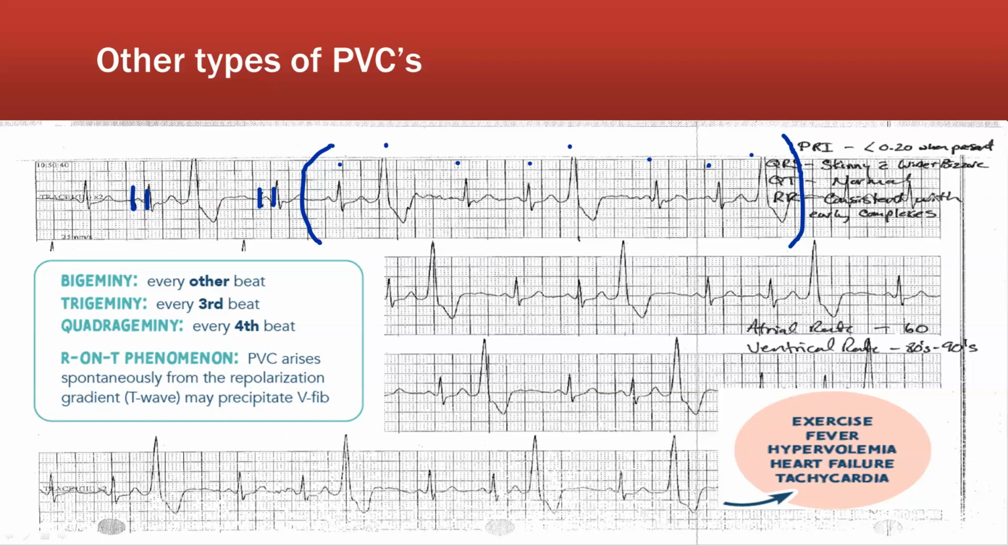So what I want to look for then is what kind of pattern. And these are our patterns. If you remember just basic math, bi-gemini is 2, so every other beat is a PVC. So a normal beat, PVC. In this particular instance, what we're looking at is trigeminy, because every third, 1, 2, 3, every third beat is a PVC. Again, this is because this client has probably multiple cardiac comorbidities.